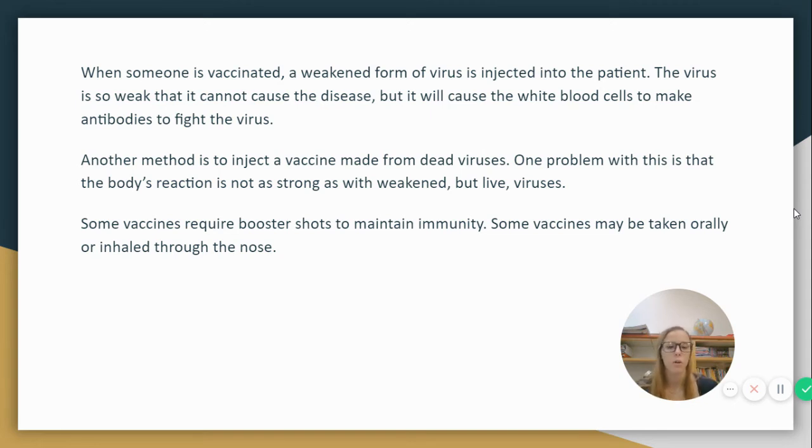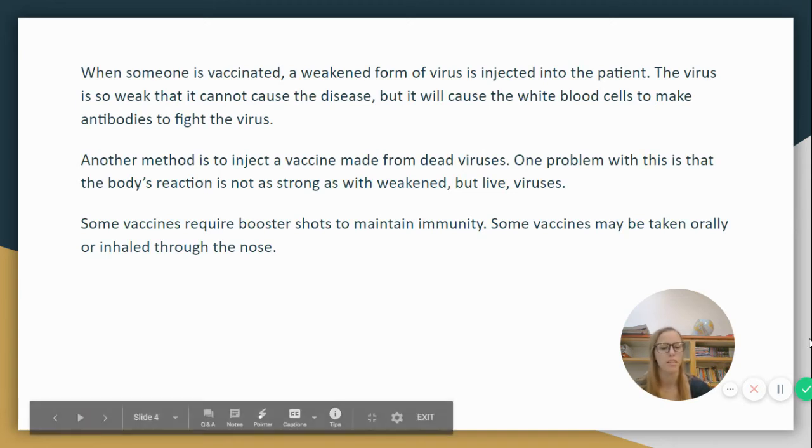So some vaccines also can be taken orally or they can be inhaled through the nose. This might sound weird, but a lot of people are actually really scared of shots. So in that case, those would be beneficial for those people because they're not getting an actual shot.